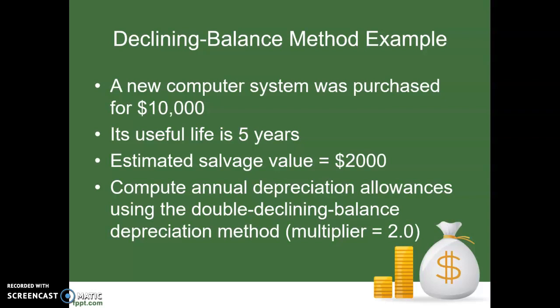declining balance method. So in this example here, we have a computer system, we're going to say, instead of an automobile. You'll see, though, that the numbers are actually the same from the previous problem. And the purchase price or cost basis is $10,000. It's going to have a useful life of 5 years, and when we're done with it, we're going to sell it for $2,000. We want to compute the annual depreciation allowances using the double declining balance method, which means that we're going to use a multiplier of 2.